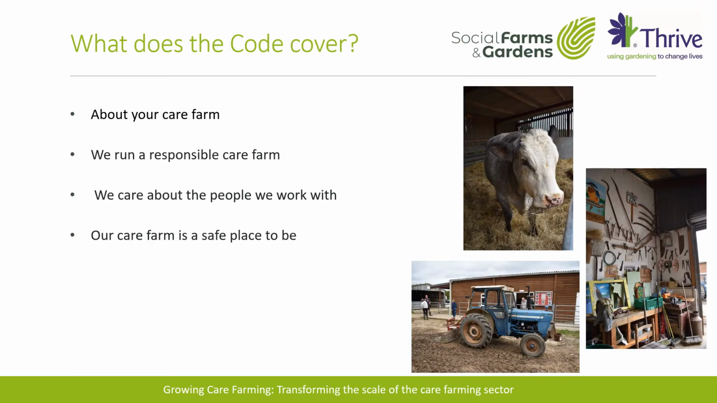What does the code cover? There are four main parts to the code. The first part is where we try to get an overview of what your site is like, for example, what type of enterprise you are and who your service users are. The next part is about how you run a responsible care farm. So this covers topics such as governance, finance and legal obligations. The next part is about how you care about the people you work with. This covers topics such as safeguarding, your members of staff, data management, etc. And the last part is about how your care farm is a safe place to be. This can include health and safety and access, and talks about equipment and emergency procedures.